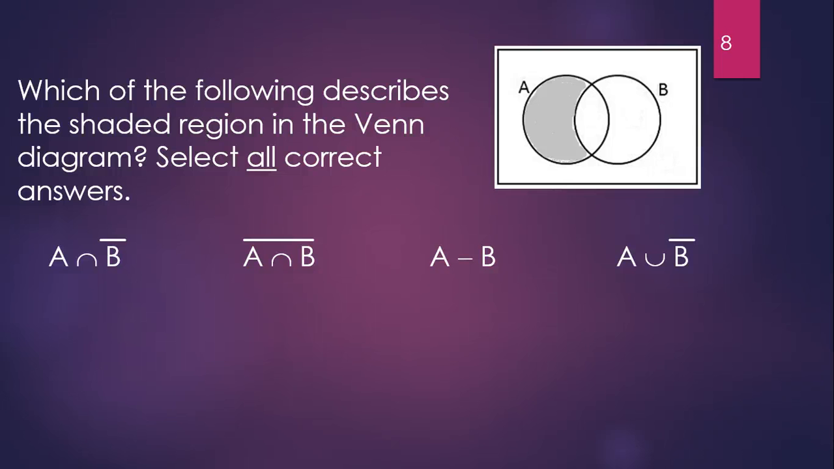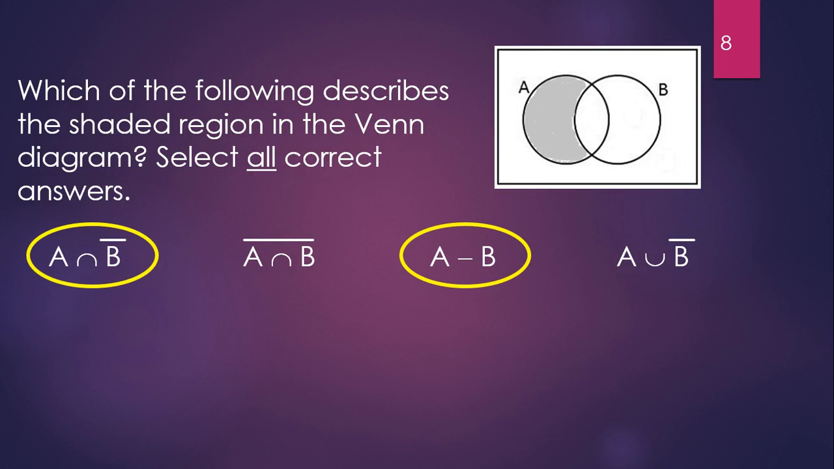Look at this Venn diagram and look at the shaded part. Which of the following describes the shaded region? There might be more than one answer, so look carefully at all of the answers. These two are correct. They both describe the shaded region.